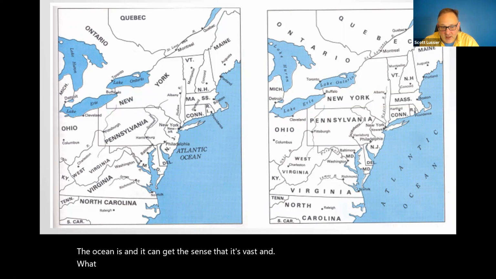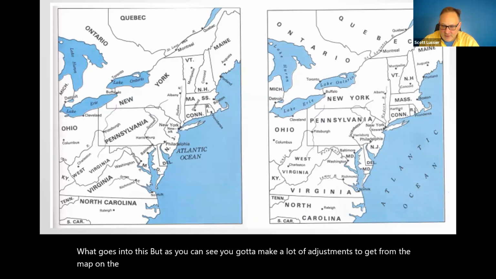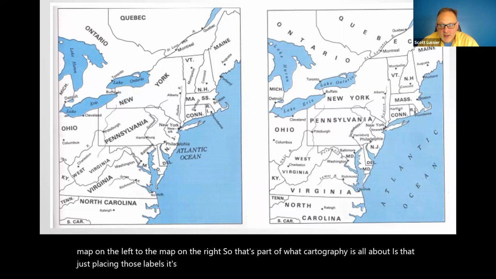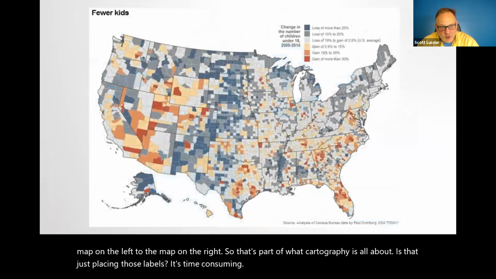But as you can see, you got to make a lot of adjustments to get from the map on the left to the map on the right. So that's part of what cartography is all about, is just placing those labels. It's time consuming, very precise work.